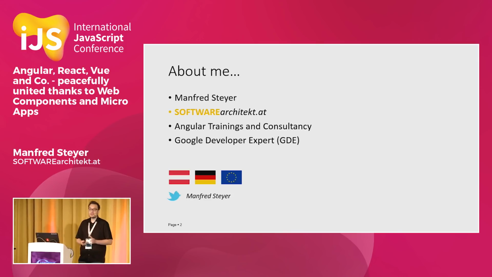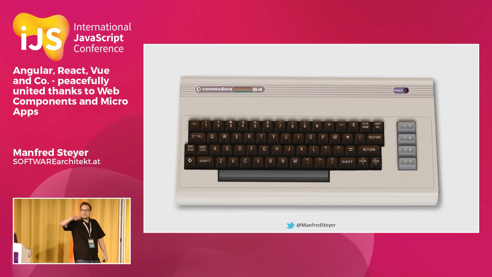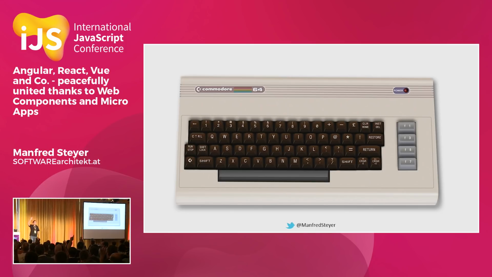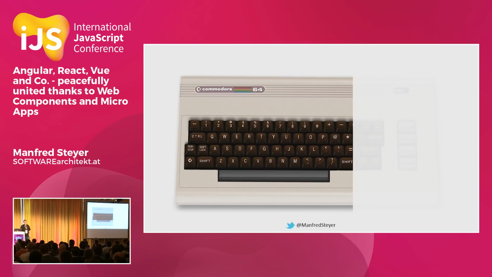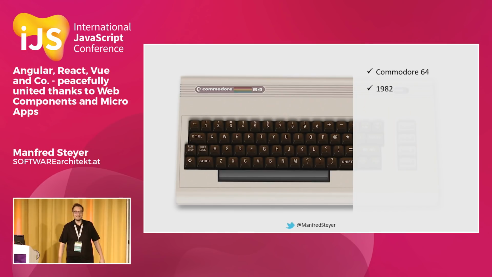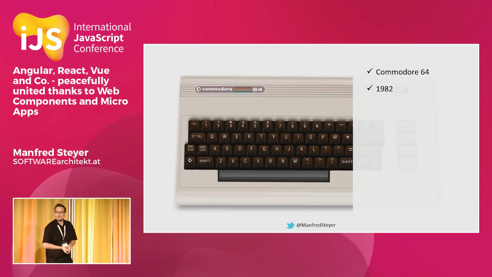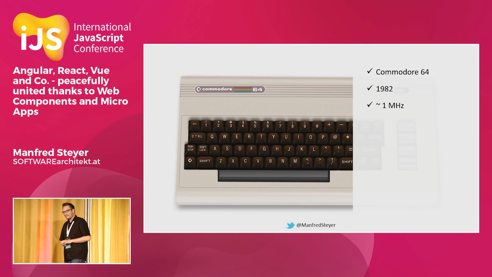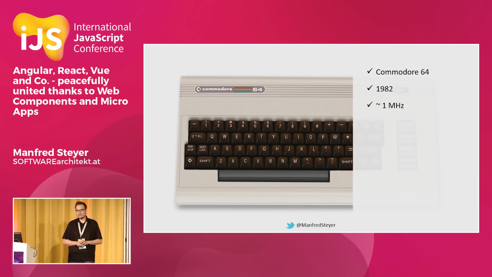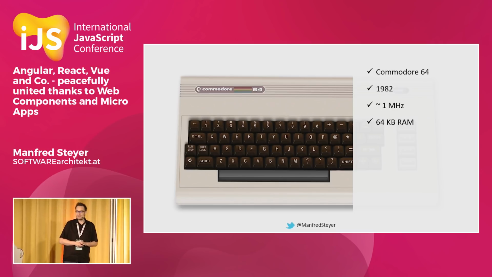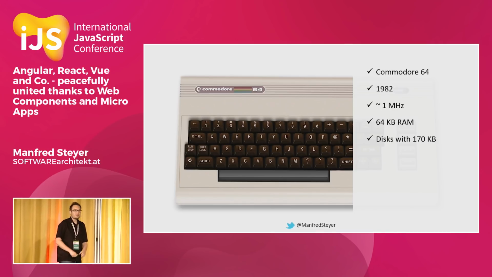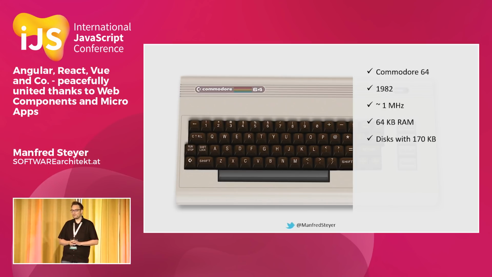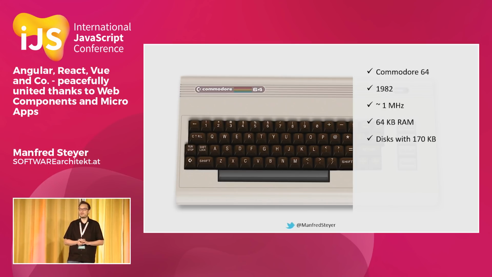I want to start this keynote with a picture. Who remembers this machine? Yeah, some of you. This is a good old C64, the hero of my childhood, and it was released in 1982. This shows that I'm really getting old these days. And it had about 1 megahertz, which isn't much compared to nowadays computers. It had 64 kilobyte of memory, and when you had a floppy disk, you could save about 170 kilobytes.